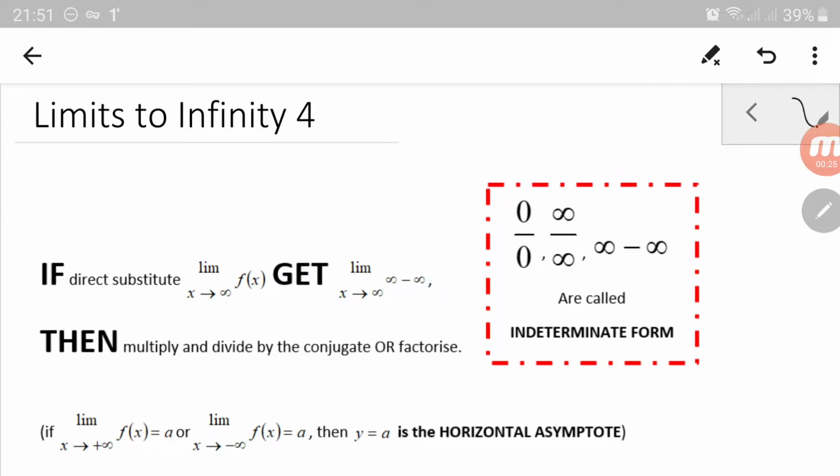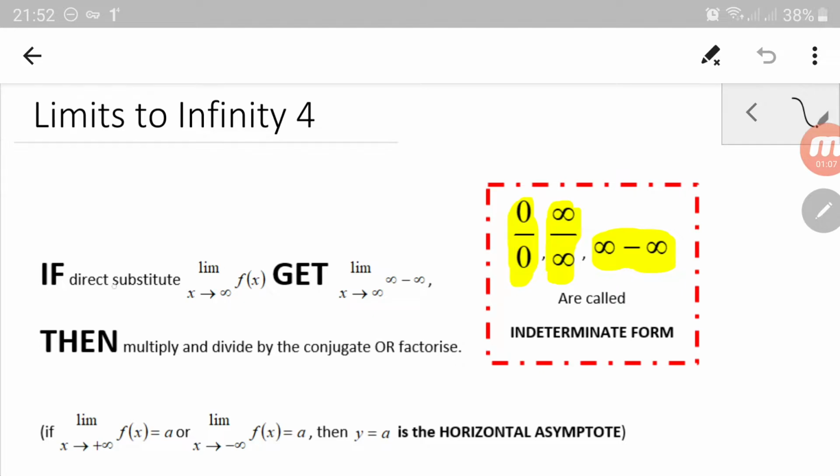First things first, we have to bear in mind that there are three kinds of indeterminate form, at least for your matriculation syllabus, which are 0 over 0, infinity over infinity, and infinity minus infinity. Why do we call these 3 indeterminate? Because we cannot determine what the value is for this kind of form. We cannot decide for certain what the value is.